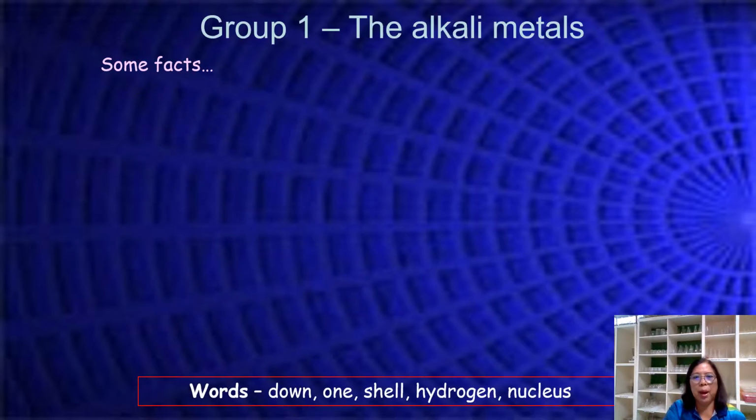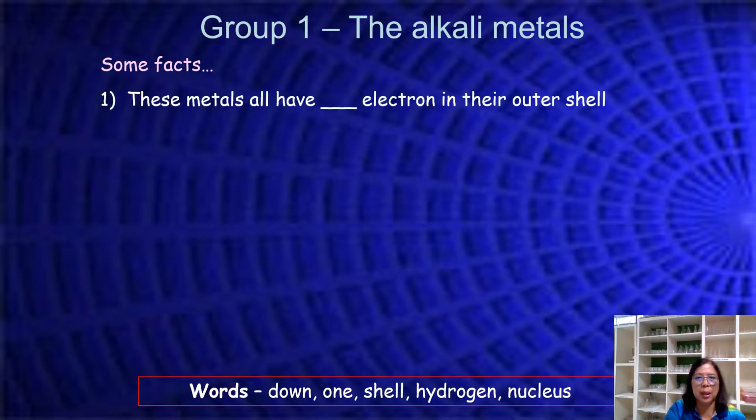Here are some facts about alkali metals. They are related to words like down the hydrogen. The valence is 1. They have only one shell. They have hydrogen with them. And of course, they have the nucleus that are the same.